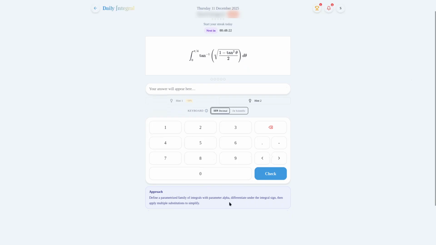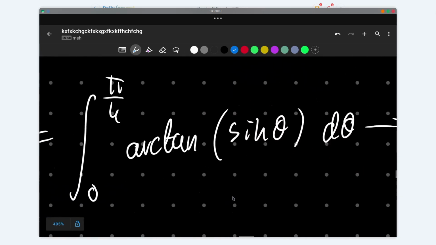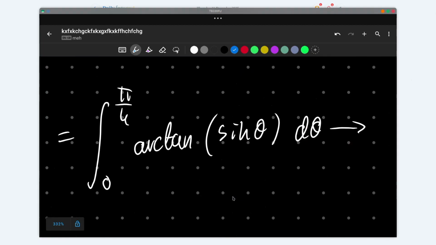Family of integrals. Differentiate under the integral. Of course it's that. How far did I get without doing that? Okay, I got to here, which was actually pretty good.